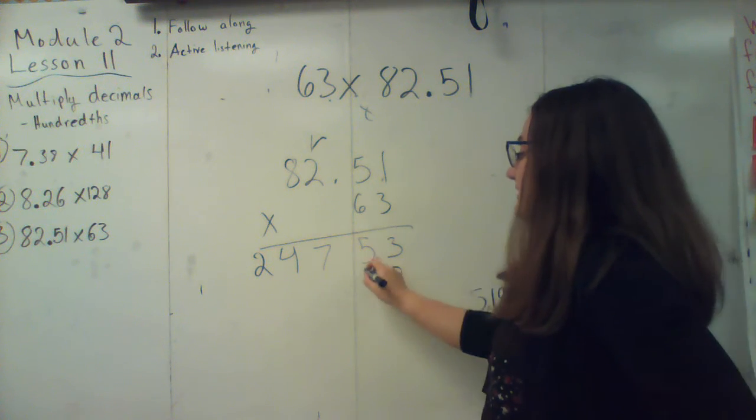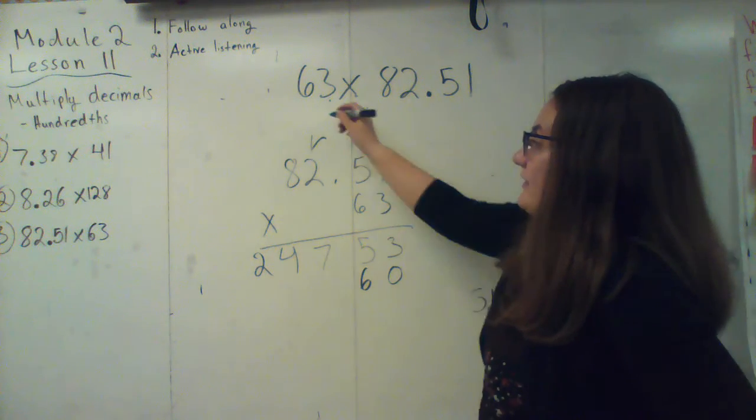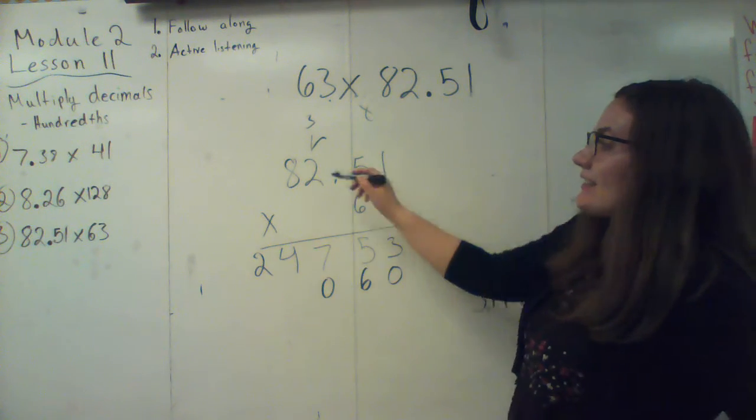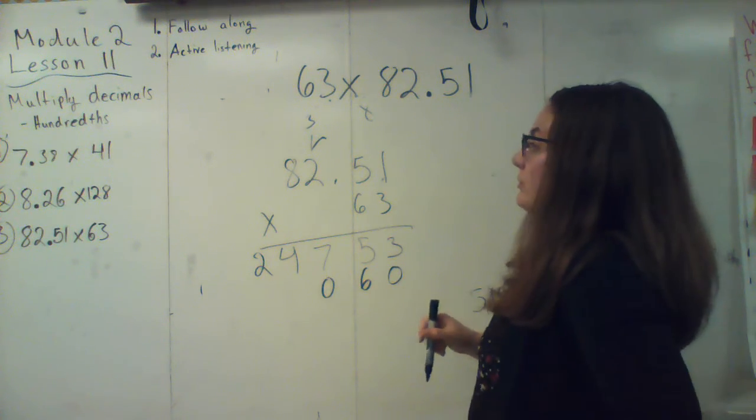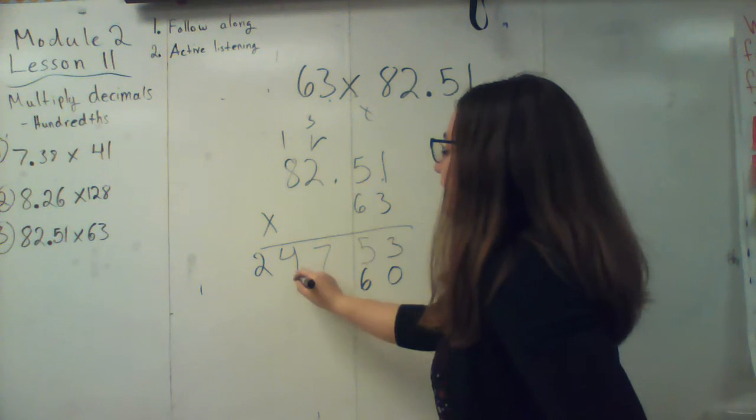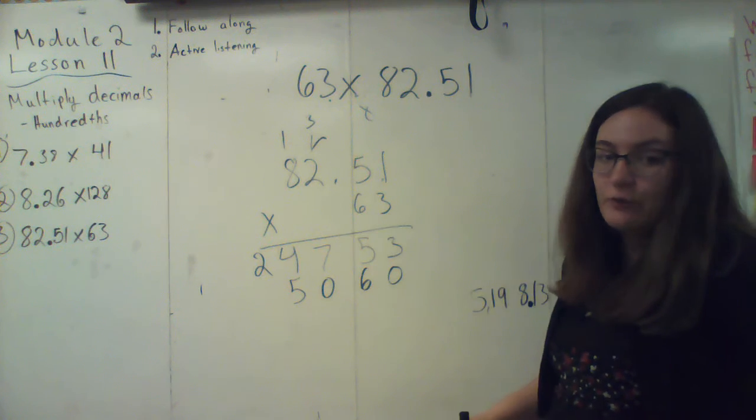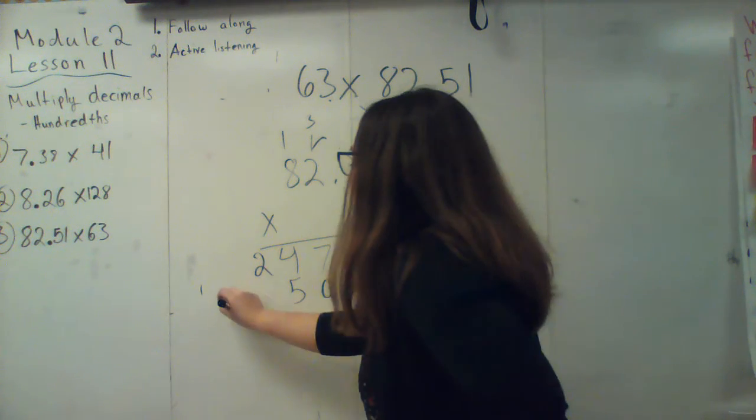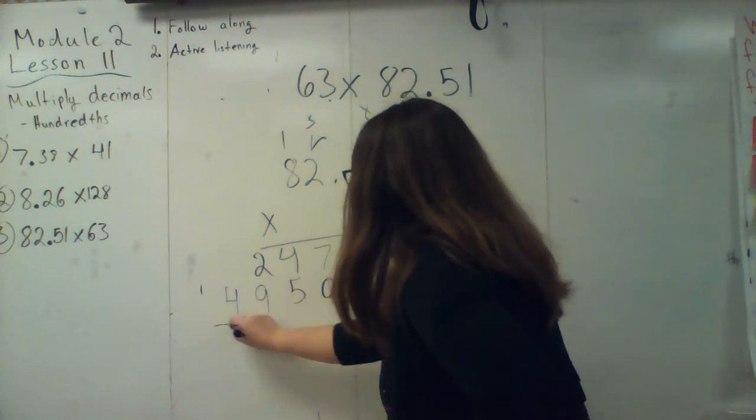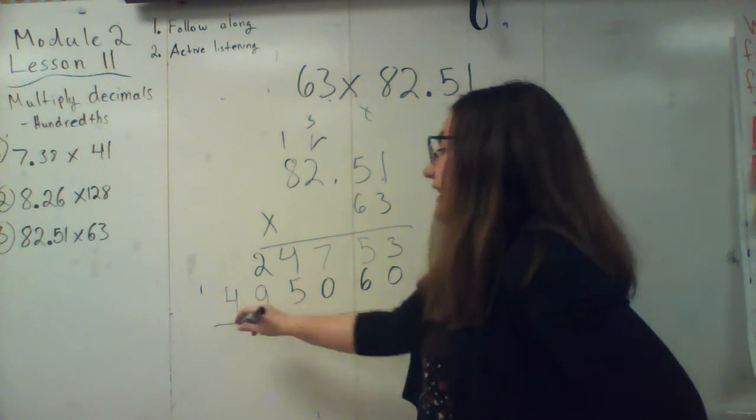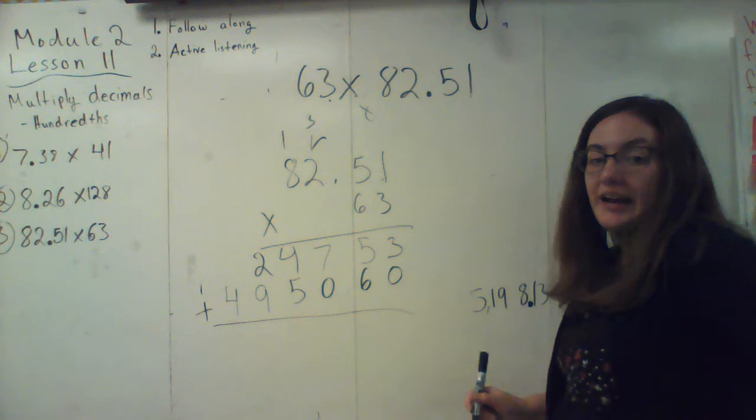So 6 times 1 is 6, 6 times 5 is 30, so I carry the 3, leave the 0. 6 times 2 is 12, 12 plus 3 is 15, I carry the 1, leave the 5. And then 6 times 8 is 48, plus 1 is 49. And if you notice, these partial products are just like the ones we have from our area model. I can now add up my numbers.